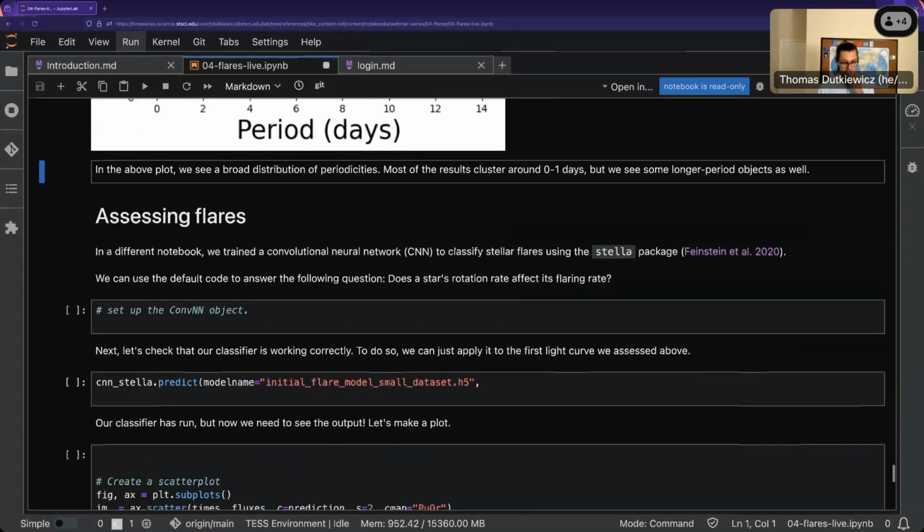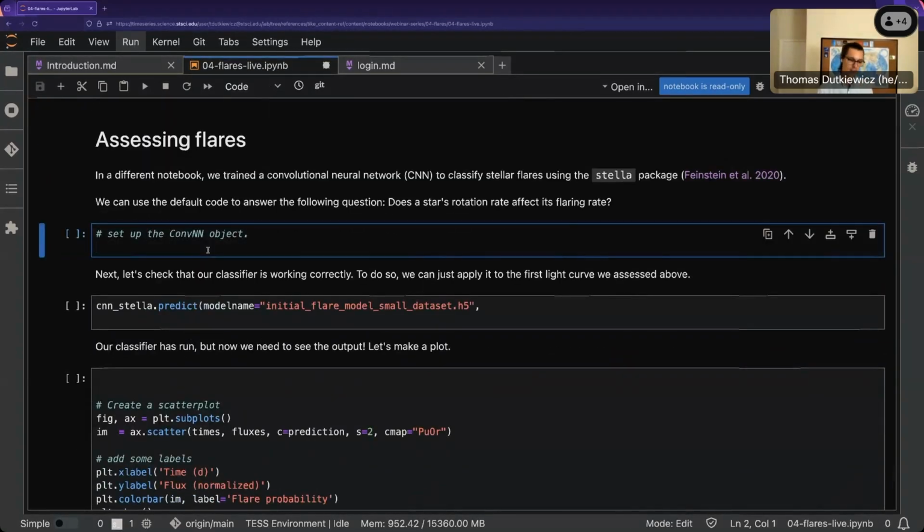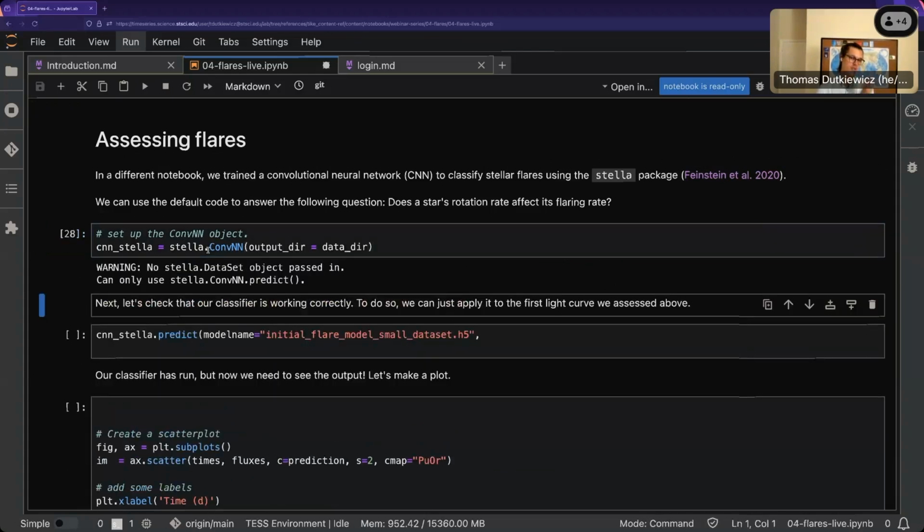Okay, very quickly, we're going to talk about assessing flares. To do that, we're going to use the Stella package, which we'll use all the defaults for, basically, and we'll just run it on our data. What we'll do is say that CNN underscore Stella, so convolutional neural network Stella, is Stella dot convolutional neural network. It's going to output a whole bunch of files, so we'll just tell it to put those in the data directory. That's where we just downloaded and unpacked a whole bunch of stuff, but it's fine. We don't need anything in there.